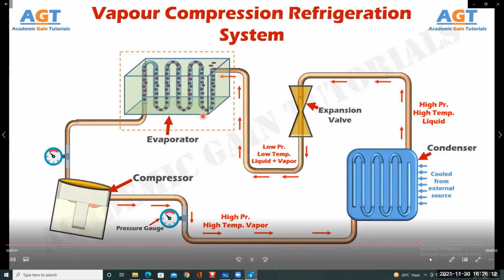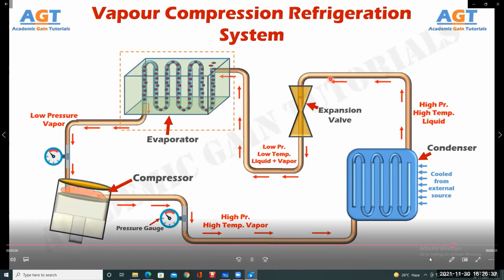After that, this low pressure vapor refrigerant will leave the evaporator and enter into this compressor through this connected pipe. Now, this low pressure vapor refrigerant coming to the compressor will be again compressed inside the compressor chamber and converted to high pressure high temperature vapor. Then again this high pressure high temperature vapor will be passed to this condenser where it will change phase and be converted to liquid.